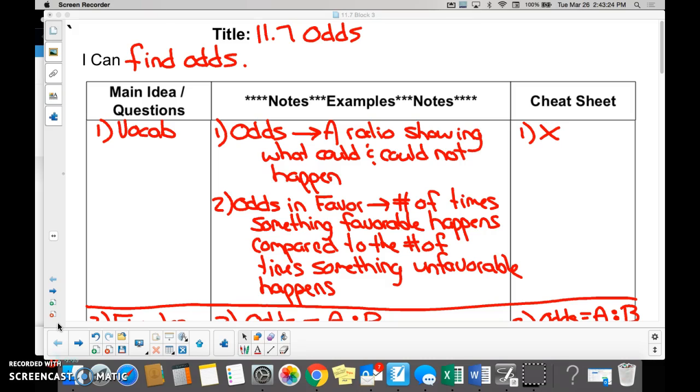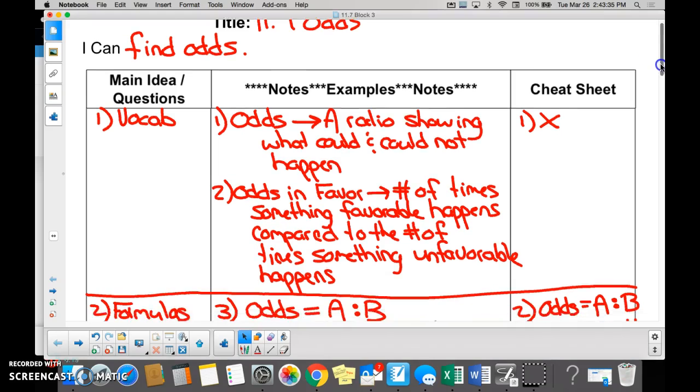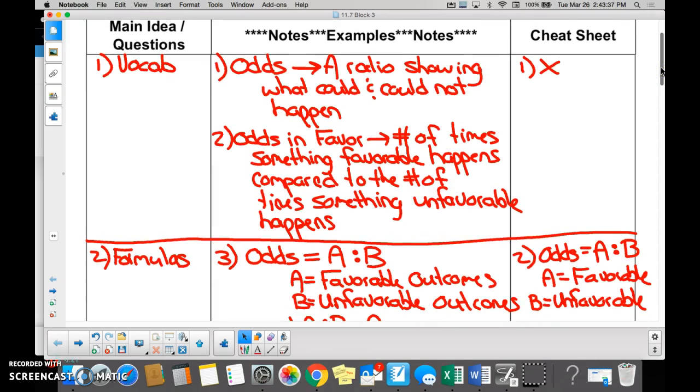All right. Odds. It's a ratio. Remember, ratios can be expressed three different ways: fraction, colon, or the word "to." So odds, another way of saying odds, which is showing what could or could not happen, is odds in favor. So odds and odds in favor mean the exact same thing.